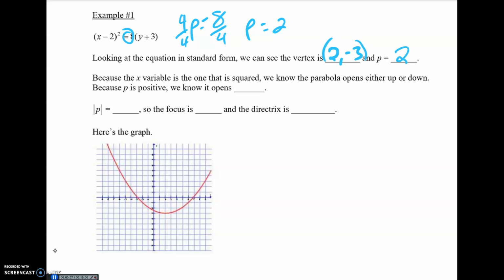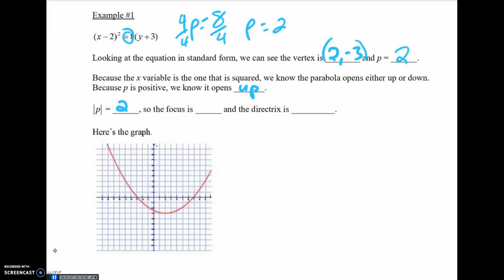Because the x variable is the one that's squared, we know it opens either up or down. Now, of course, I'm giving you the graph, but you're going to have to come up with a graph on your homework. So this is what we look for. Because x is squared, I know that it either opens up or down. If y is squared, it opens either left or right. Because p is positive, it's a positive 2, we know it opens up. And the absolute value of p, of course, is 2.